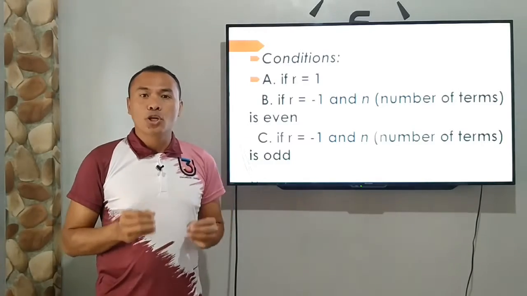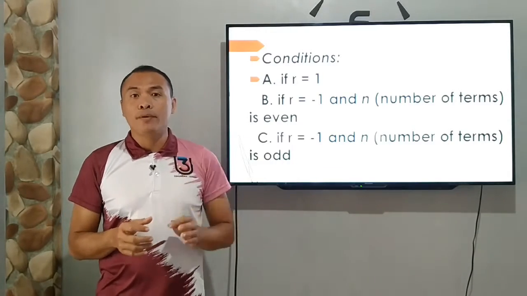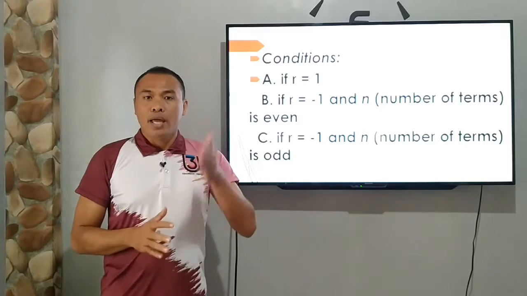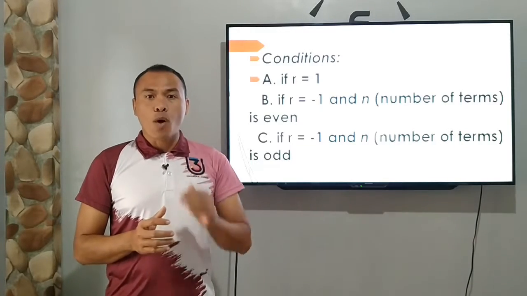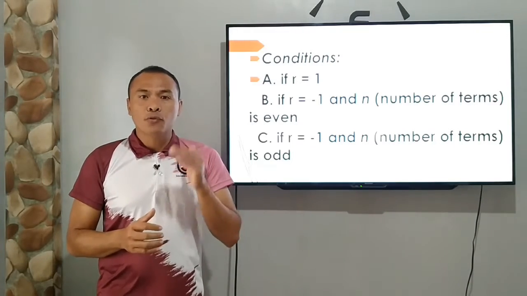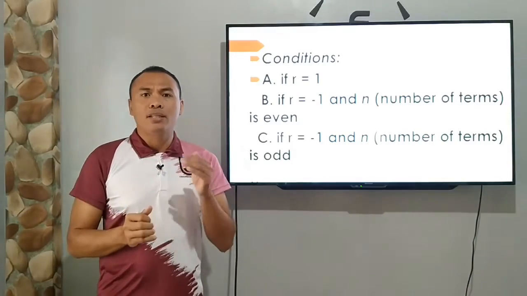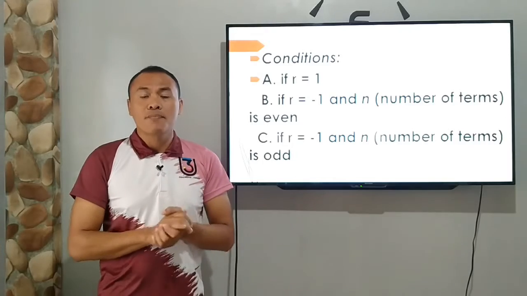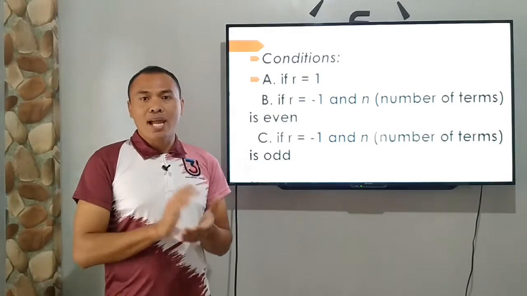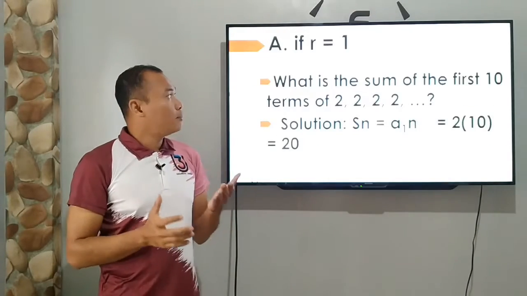The first condition is if r, or the common ratio, is equal to 1; if r is negative 1 and n, or the number of terms, is even; and if r is negative 1 and n, or the number of terms, is odd. So let's take an example for number 1.